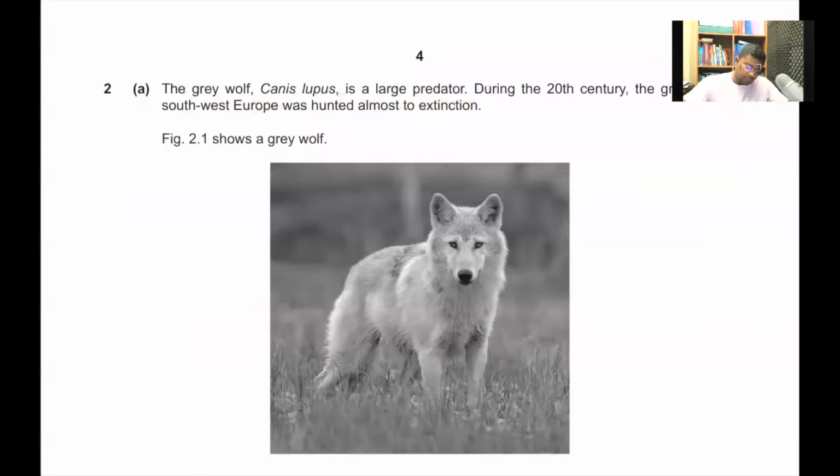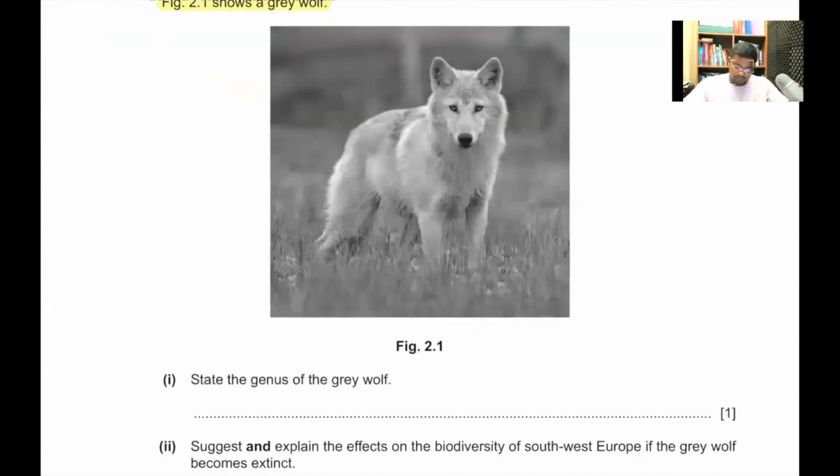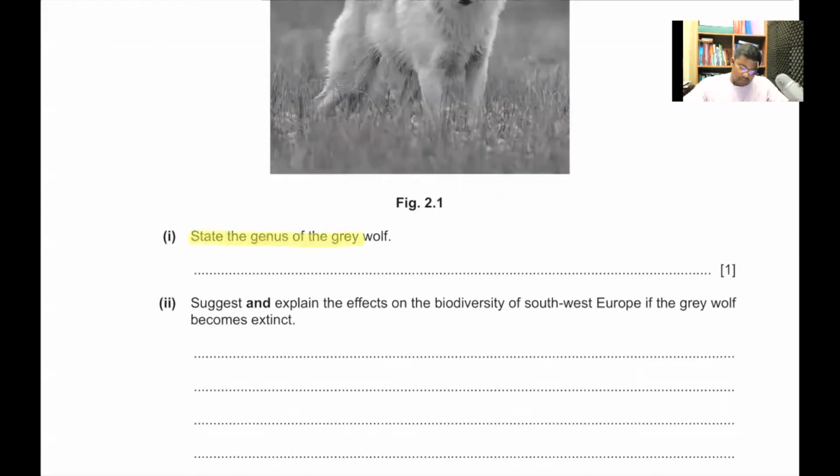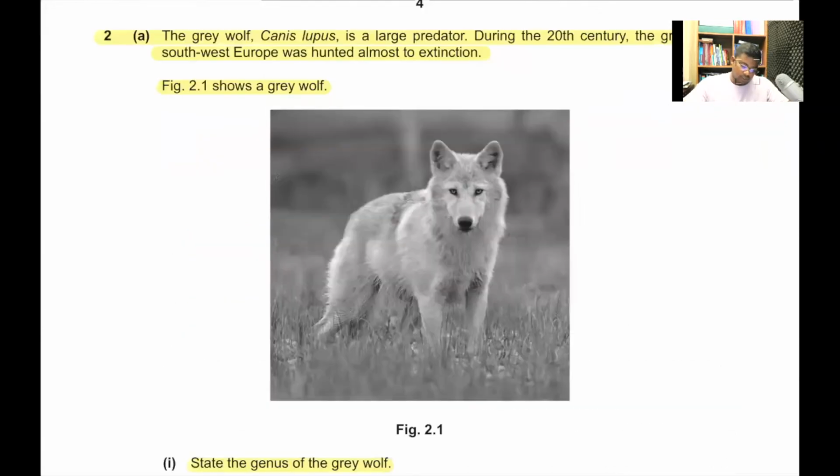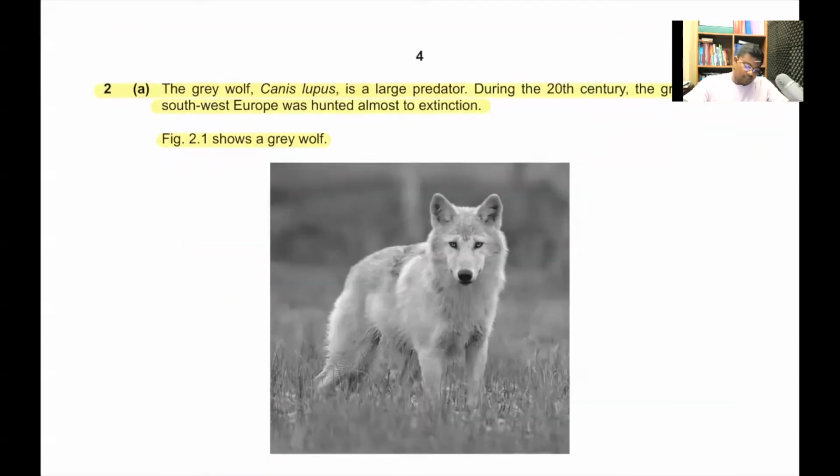Question number 2. The gray wolf Canis lupus is a large predator. During the 20th century, the gray wolf in southwest Europe was hunted almost to extinction. Figure 2.1 shows a gray wolf. State the genus of the gray wolf. So the gray wolf is Canis, as we can see from here.